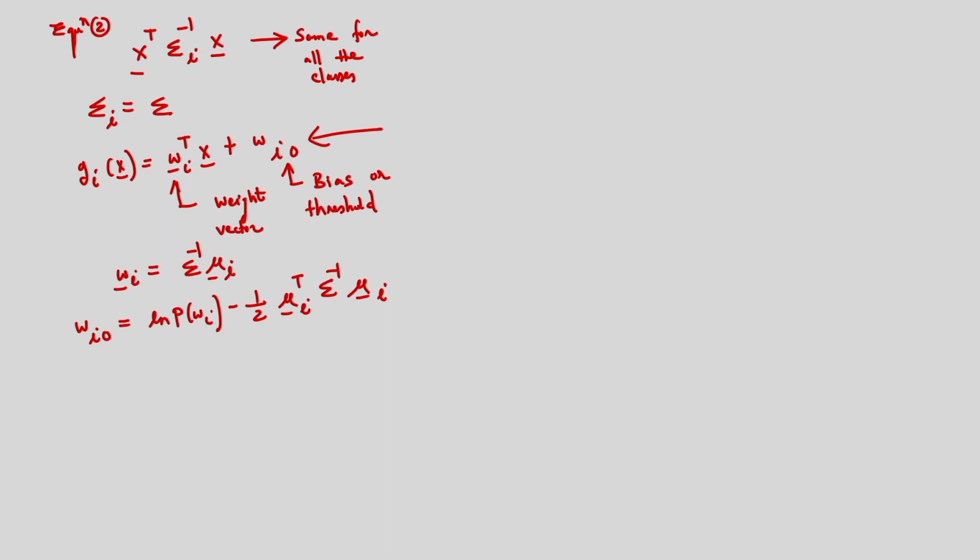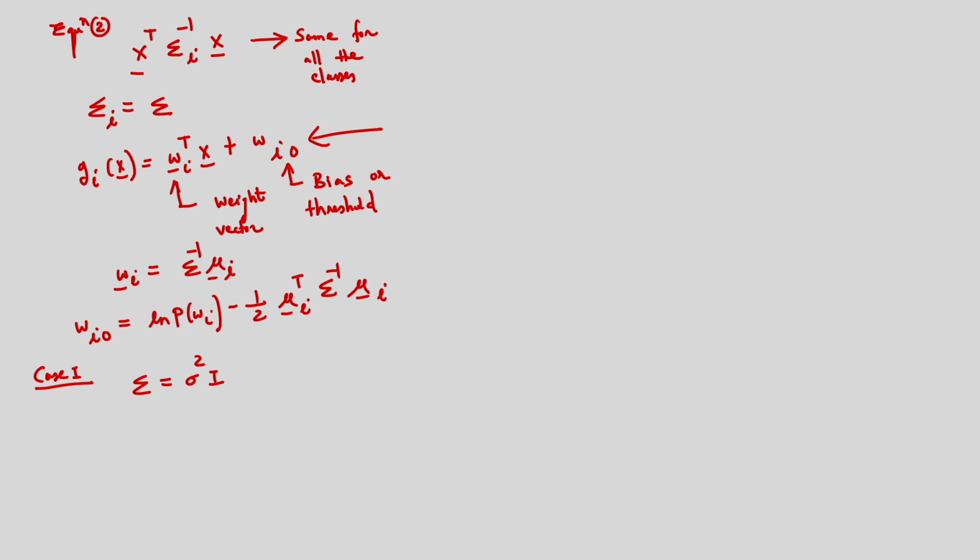Now let us consider two cases. Case number 1: I am considering the covariance matrix is the same for all the classes, and it is a diagonal covariance matrix. So that means I am considering a diagonal covariance matrix with equal elements. What is the meaning of this? The Fisher vectors are mutually uncorrelated and of the same variance.